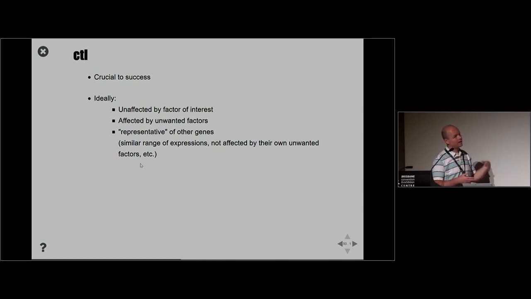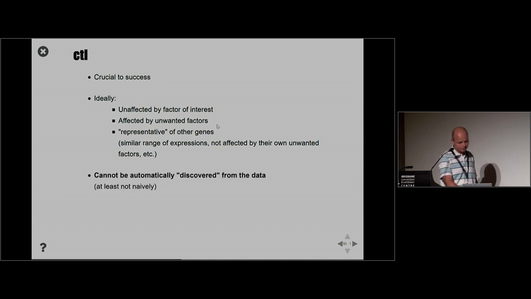So for example, in the case of the spike-in controls, the spike-ins get spiked in separately than everything else. Sometimes someone might spike in a little bit too much or a little bit too little, and so the spike-in controls will themselves have sources of unwanted variation that are not representative of everything else in the microarray. Okay? So that makes them somewhat unideal. But the three things that you really want out of your negative controls: they're unaffected by the factor of interest, they are affected by the unwanted factors, and they're representative of the other genes.